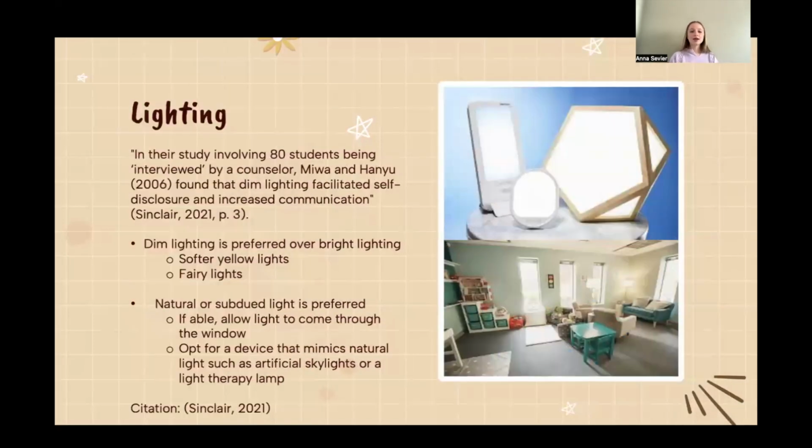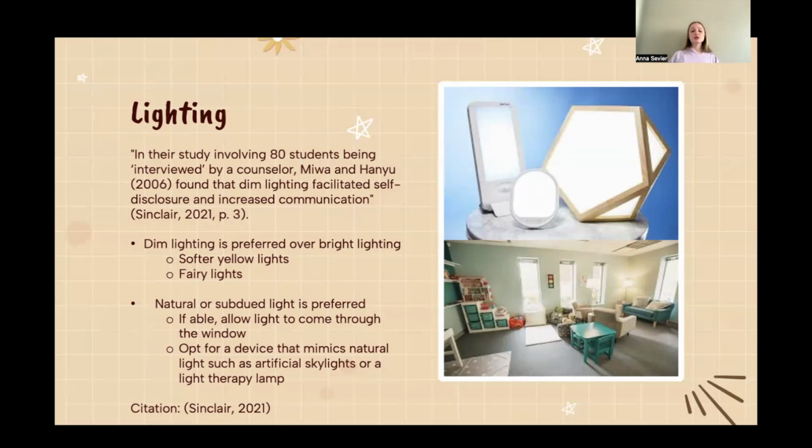Second is lighting. So in T. Sinclair's article, it is written, there's a study that was conducted involving 80 students who were interviewed by a counselor, and the findings were that dim lighting facilitated self-disclosure and increased communication. So dim lighting was found to be preferred over bright lighting. So this could look like softer yellow lights, maybe using some fairy lights, maybe different lamps around the room instead of one big overhead light, things like that, just to create that more cozy, warm feel.